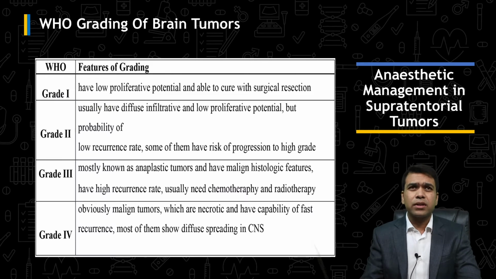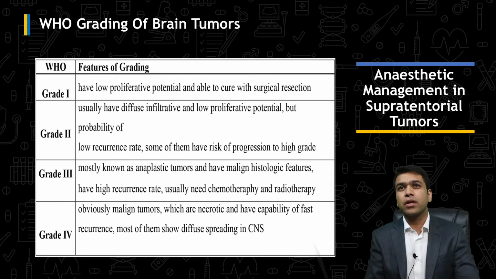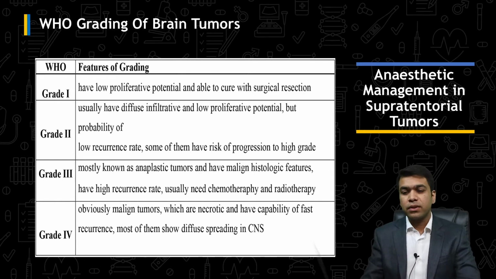So this is the WHO grading of tumors. Why we should know this grading is that the higher the grade, the more possibility of neurological damage, more possibility of intraoperative brain bulge, and more possibility of intraoperative bleeding. That is why we should know the grade of the tumor as well.